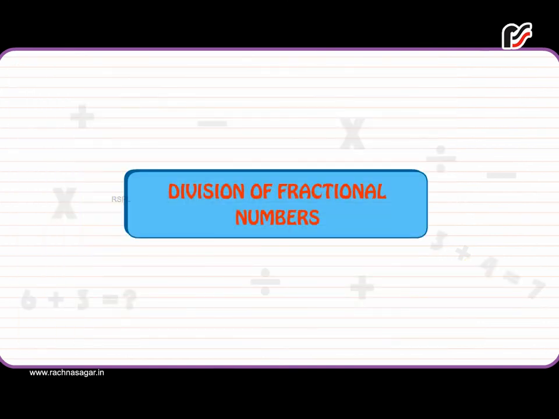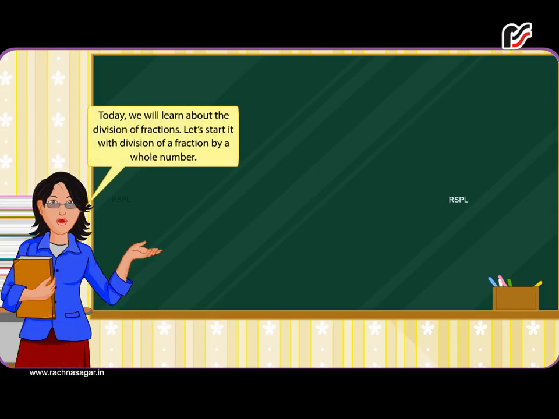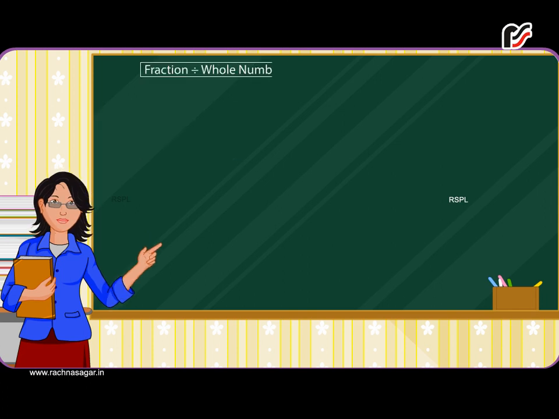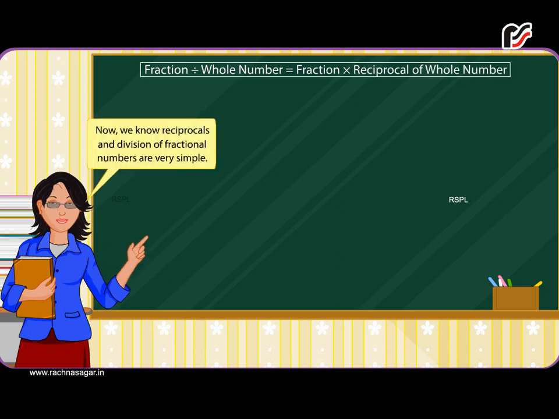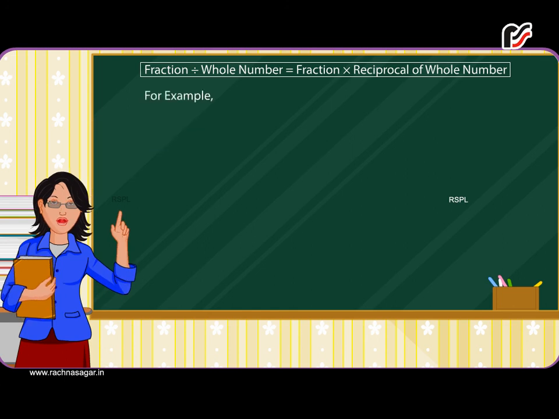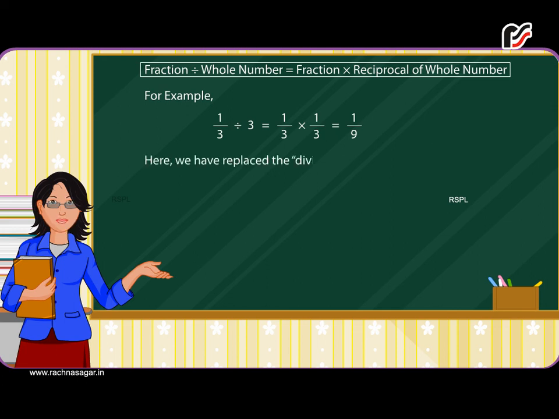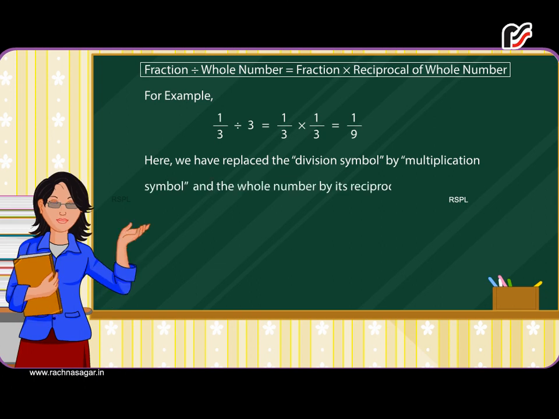Division of fractional numbers. Today we will learn about division of fractions. Let's start with division of a fraction by a whole number. Fraction divided by whole number is equal to fraction multiplied by the reciprocal of the whole number. Now we know reciprocals, and division of fractional numbers is very simple. For example, 1 by 3 divided by 3 is equal to 1 by 3 multiplied by 1 by 3, is equal to 1 by 9. Here we have replaced the division symbol by the multiplication symbol and the whole number by its reciprocal.